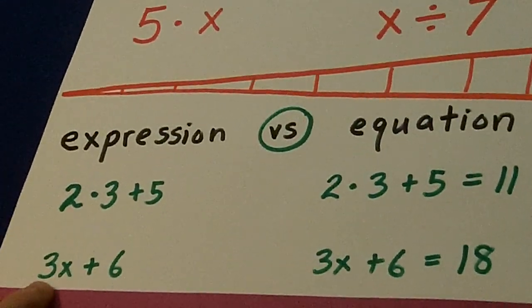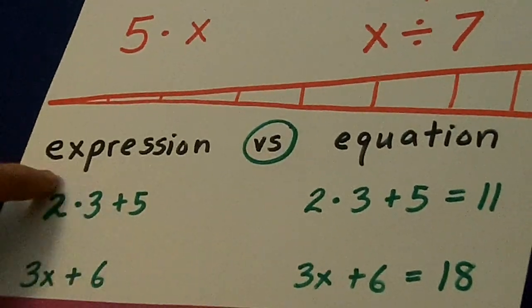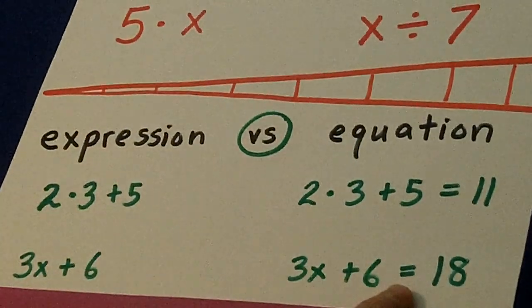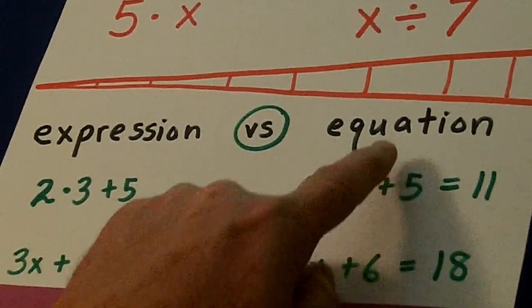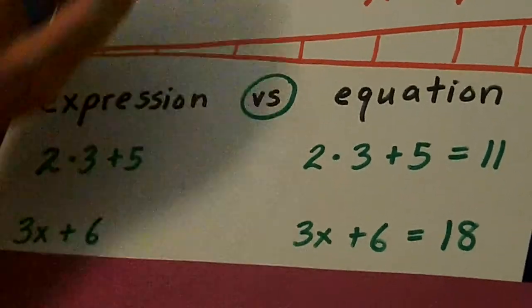Let us look right here. 3x plus 6, that's an expression. But if we add the equals 18, then it becomes an equation.